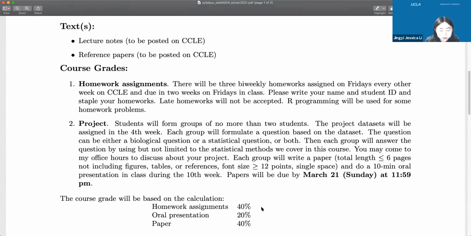So the grades will be based on 40% homework, 20% the final week presentation, and 40% for the paper. So I actually set the oral presentation to be quite some percentage, because I think for bioinformatics students or students in biosciences in general, the speaking or giving presentation is a very important skill. So you will need to practice this a lot.